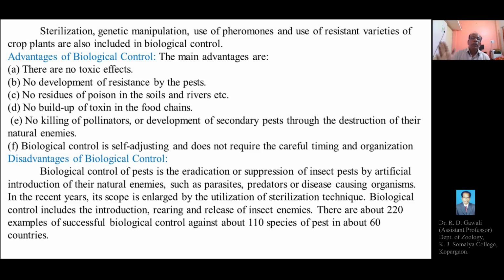Then biological control is self-adjusting, or self-regulating, and does not require careful timing and organization. So this will not require any time bound activities, that is careful timing and organization, because biological control is a self-adjusting or self-regulating type of activity and can effectively serve for the purpose of pest control. Then regarding disadvantages of biological control.